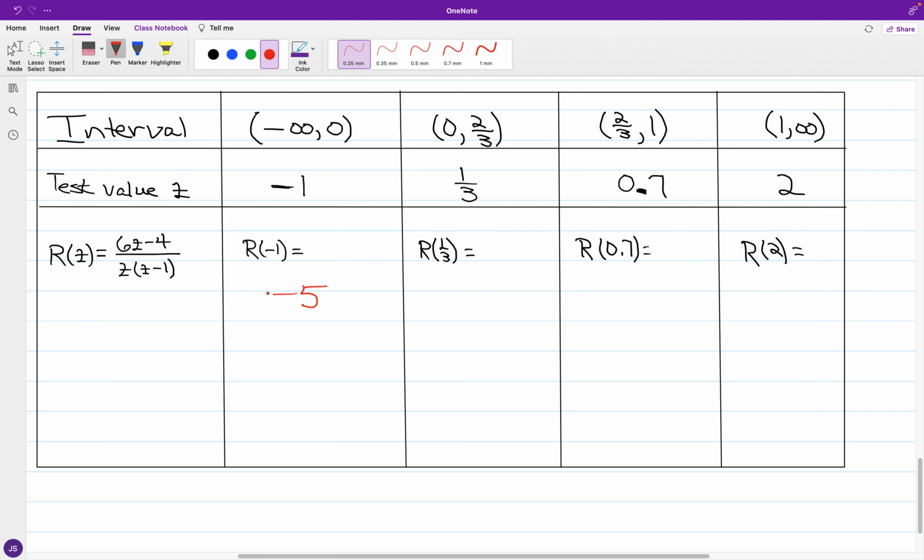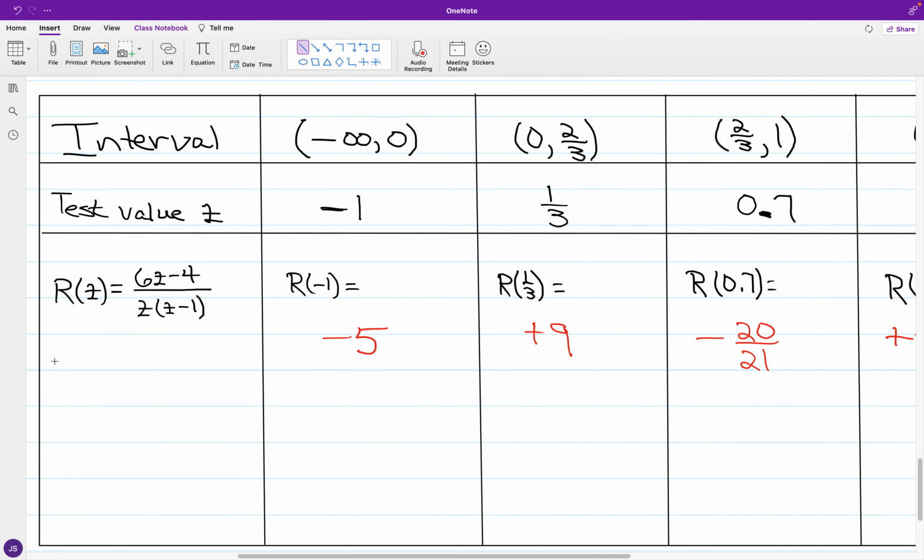Now for r of 1/3, that's going to come out to a positive result. In fact, in this case, that's going to come out to a positive 9. And for r of 0.7, it's going to come out to a negative non-integer, so you have -20 over 21. And for r of 2, that would reduce to a positive 4.